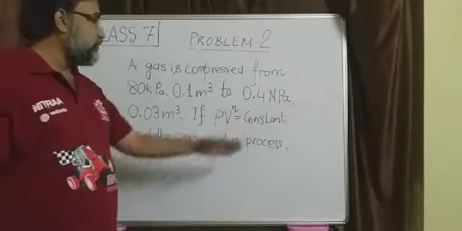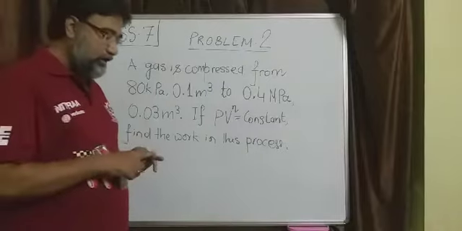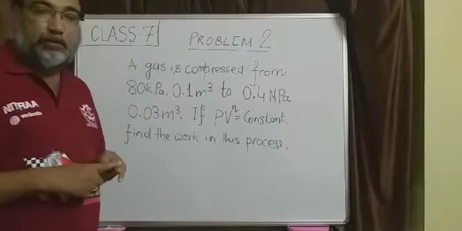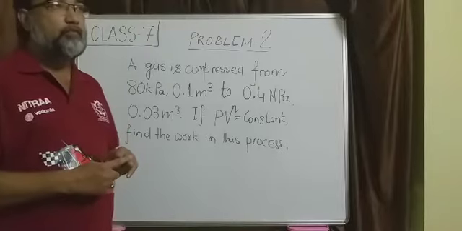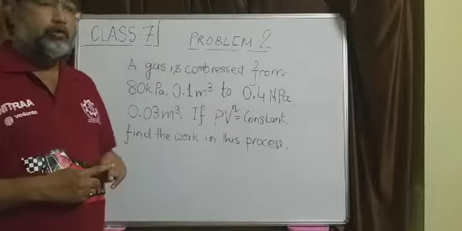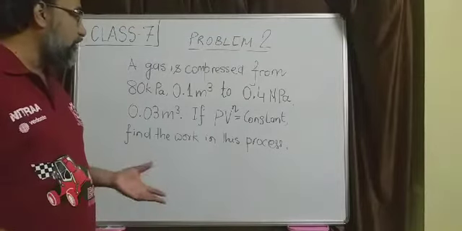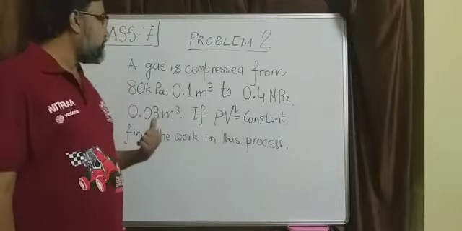Of course, in this process, the value of n is not given. What are given? You are given only the initial pressure, final pressure, initial volume, final volume, and the equation by which pressure and volume are related to each other. And what we need to find out? You need to find out the work in this process.